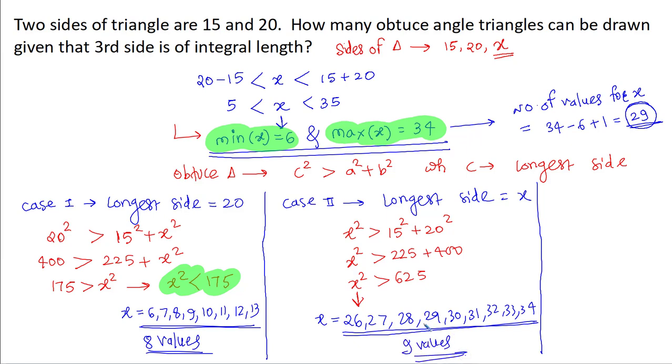Okay, so overall, considering both cases, how many values can x take in total? x can take 8 plus 9, which is equal to 17 values for an obtuse angle triangle. So out of a total of 29 possible triangles, how many are going to be obtuse? A total of 17 triangles are going to be obtuse. So the answer is 17.